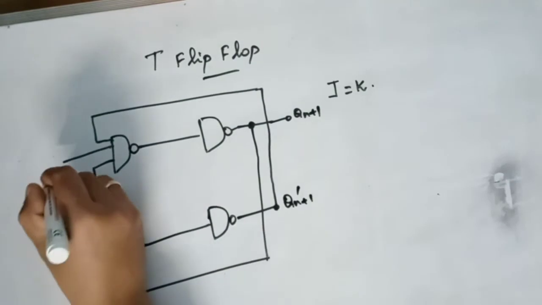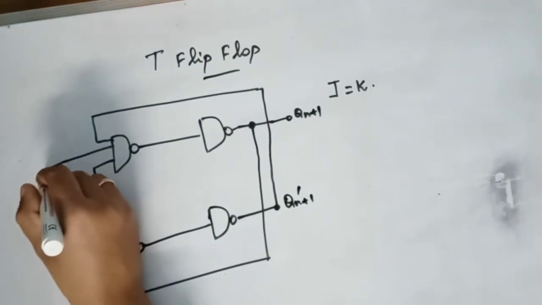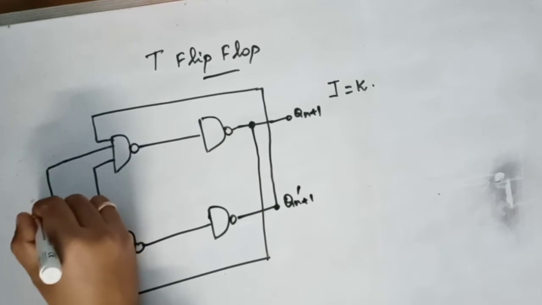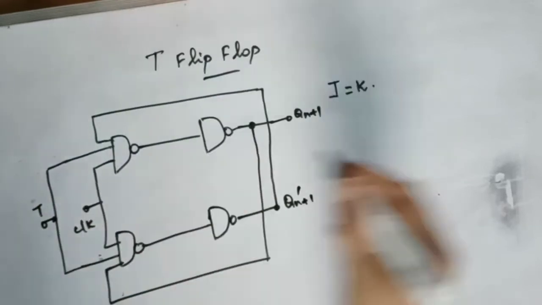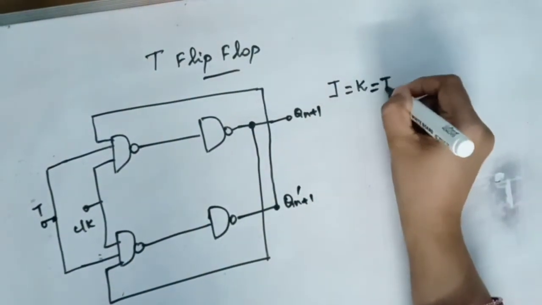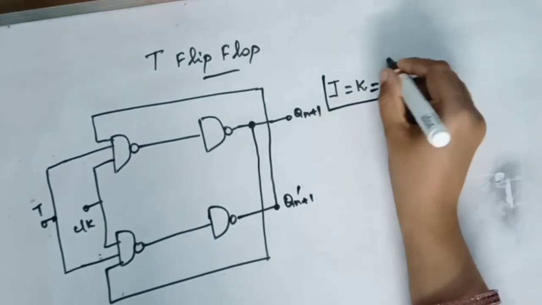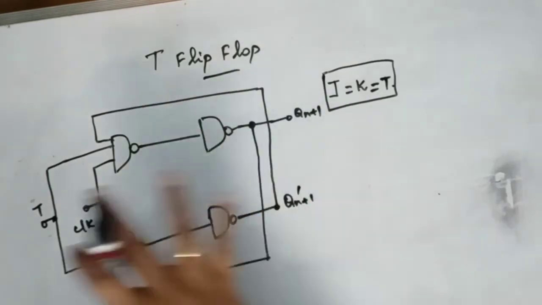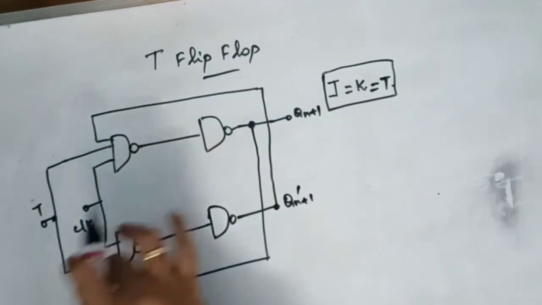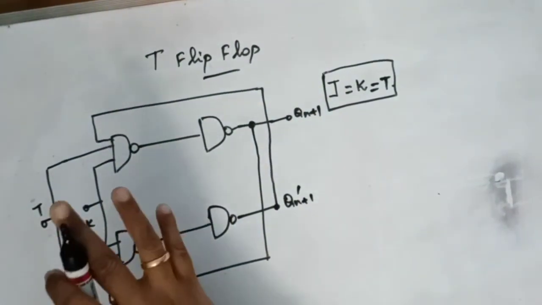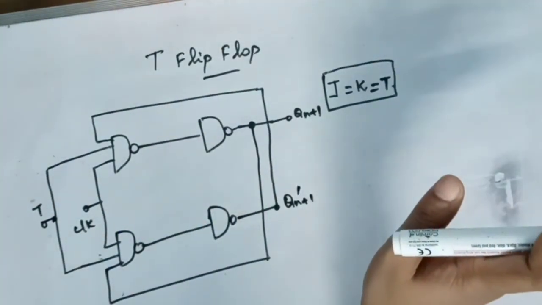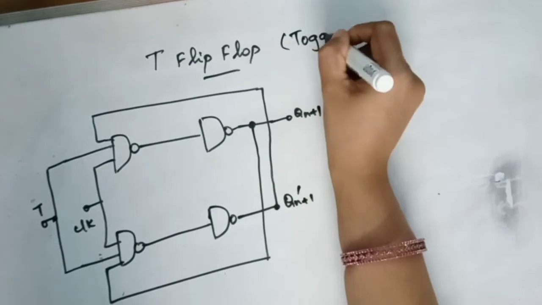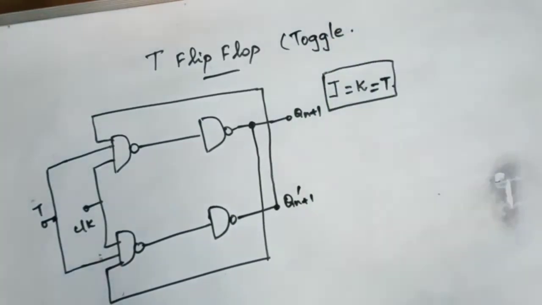So J equal to K means both are shorted and you apply T. J equal to K equal to T is how you construct a T flip-flop. In a JK flip-flop, you short J and K and give a single input and call it T. The T flip-flop is also called the toggle flip-flop.